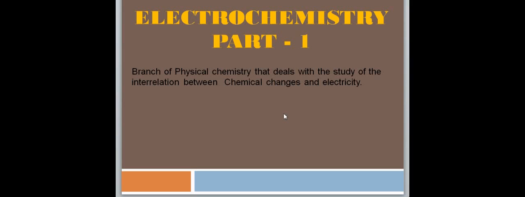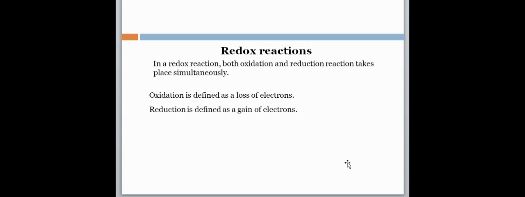So these two ideas you'll have to keep in mind during the entire duration of this chapter: conversion of chemical energy into electrical energy and conversion of electrical energy into chemical energy. This is what we'll be looking at in this chapter. Now, which principle allows something like this to happen? It is the redox reactions.